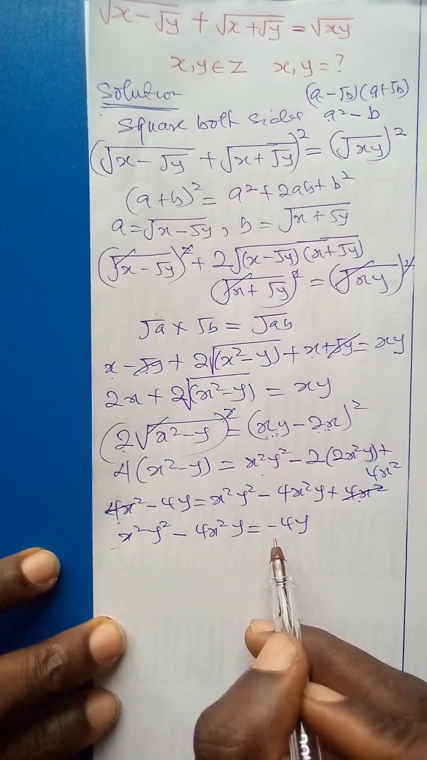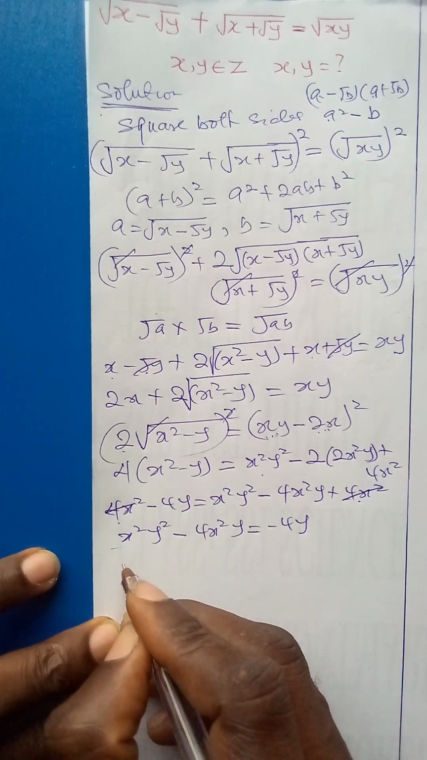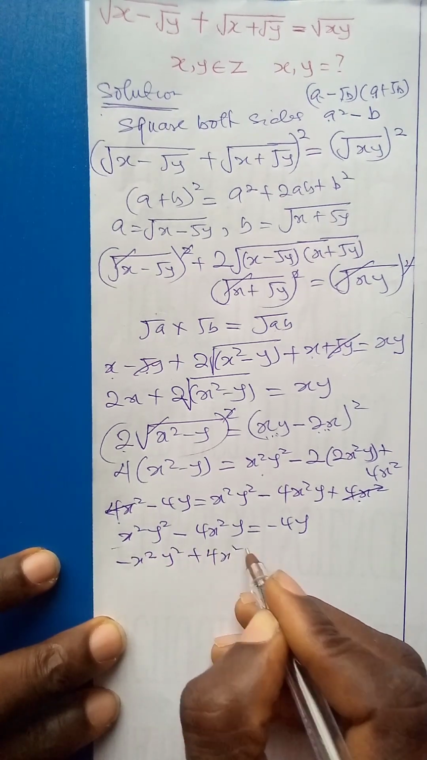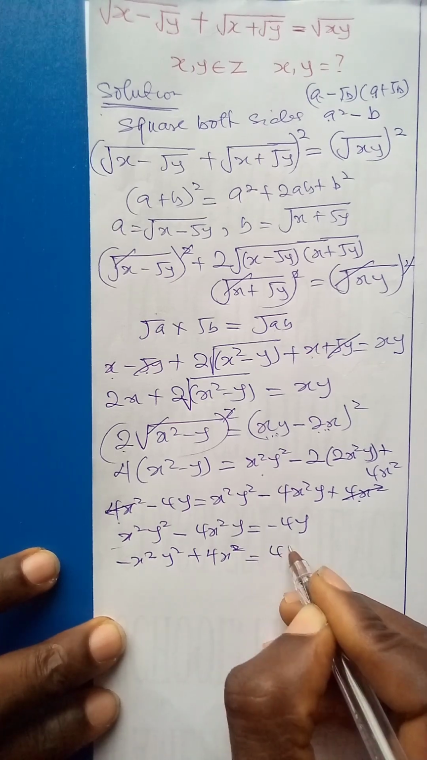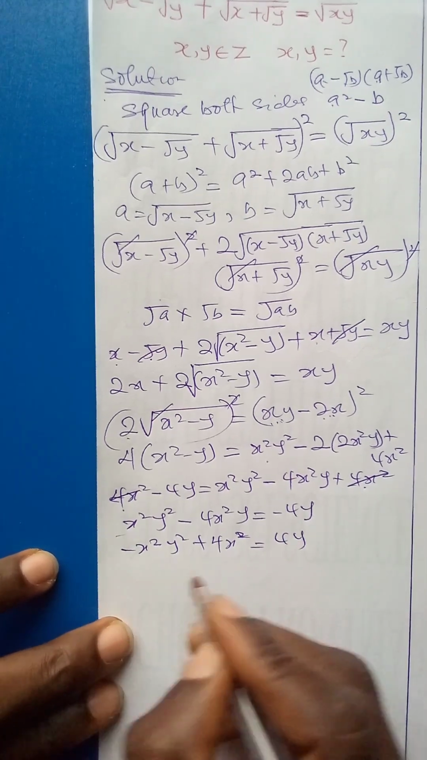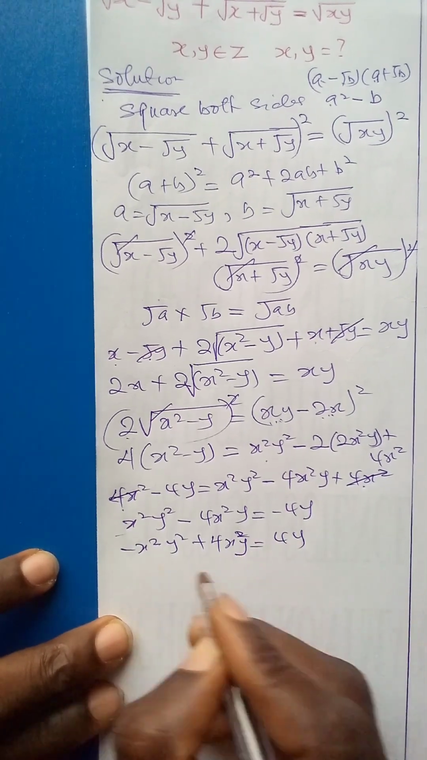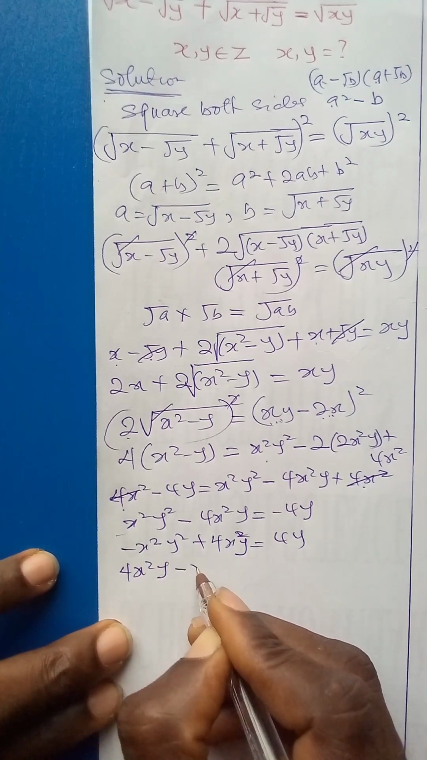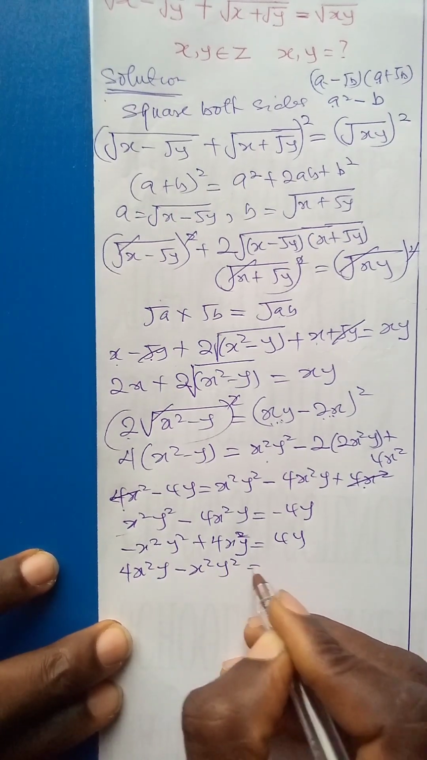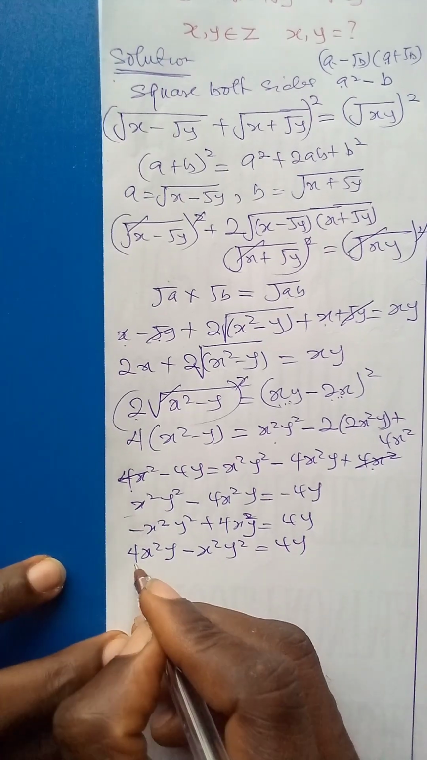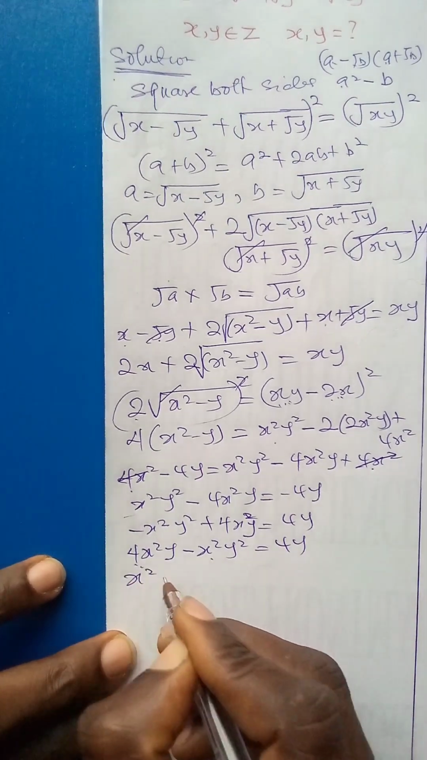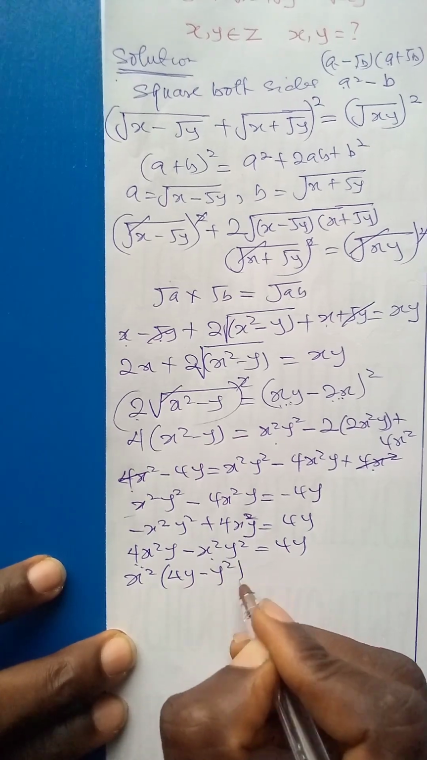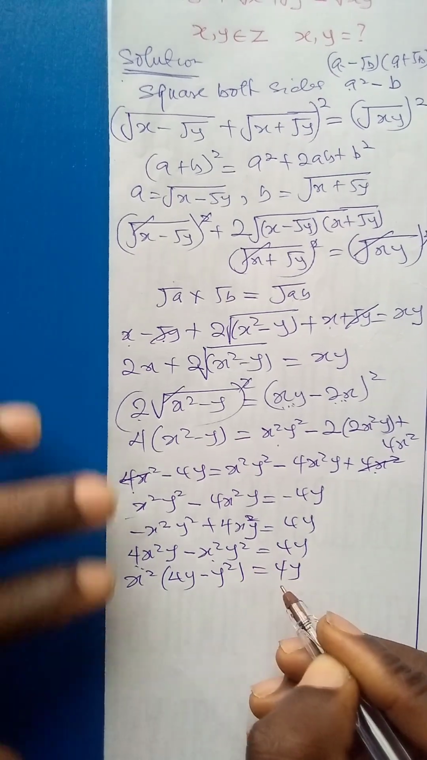Now, let me multiply through by minus 1. So I have minus x squared y squared plus 4x squared y is equal to 4y. So we have 4x squared y, then minus x squared y squared equals 4y. I can factorize x squared out here: x squared times 4y minus y squared is equal to 4y.